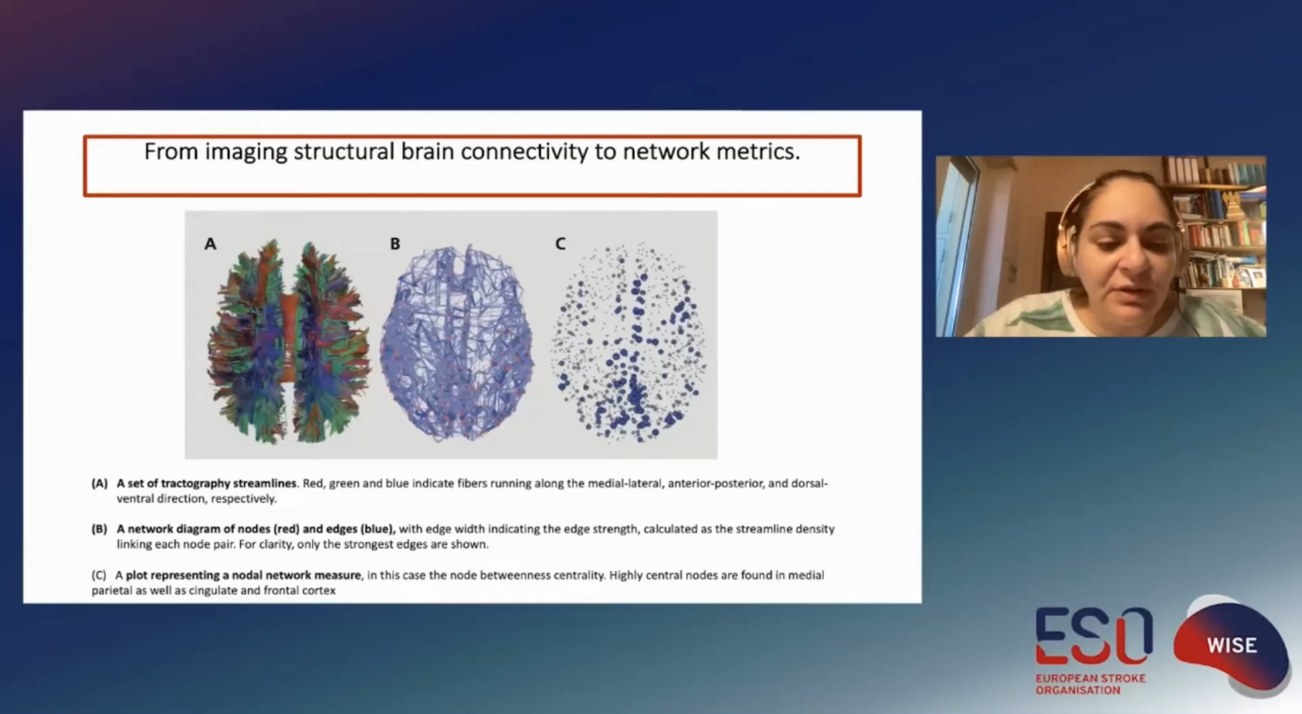In B, a network diagram of nodes in red and edges in blue is presented, with edge width indicating the edge strength, calculated as the streamline density linking each node pair. For clarity, only the strongest edges are shown in this picture. In C, you see a plot representing a nodal network measure, in this case, the node betweenness centrality.